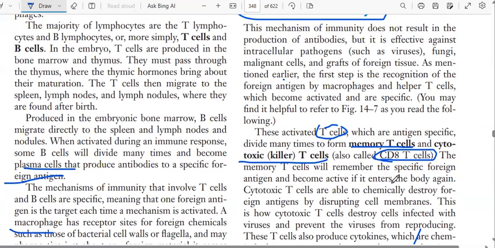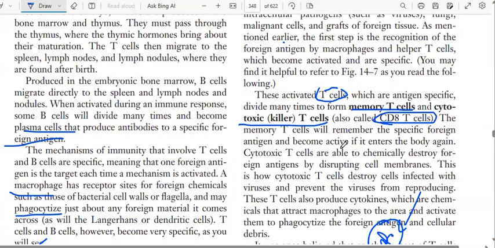The memory T cell will remember the specific foreign antigen and become activated if it enters the body again. So here, the T memory cell will recognize this specific antigen, the foreign body. So this is the thing we have to remember. Whenever the body receives this type of antigen, it produces the same type of antibody. Okay, it will remember.